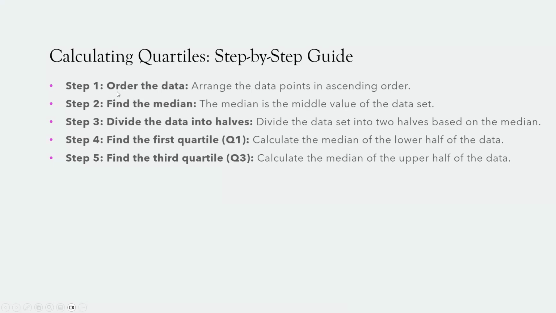Step 1, firstly, order the data. Arrange the data points in ascending order. Step 2, find the median. The median is the middle value of the data set. Step 3, divide the data into halves. Divide the data set into 2 halves based on the median, and then find the first quartile, that is, calculate the median of the lower half of the data. Q2, or the second quartile, will be the actual median. And then find the third quartile: calculate the median of the upper half of the data.